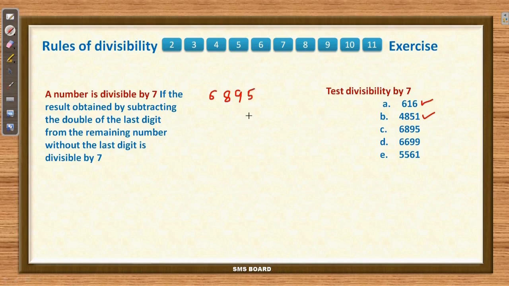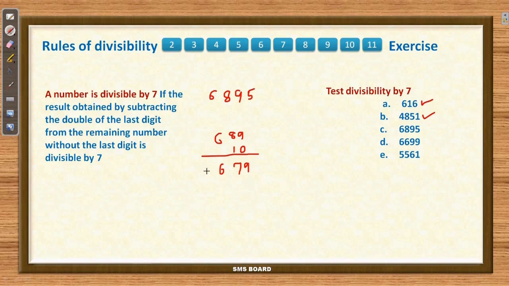What is the double of 5? Double of 5 is 10. Then subtract 10 from 689. So we will get 679. So we can test divisibility of this number by 7 again, applying the rule.